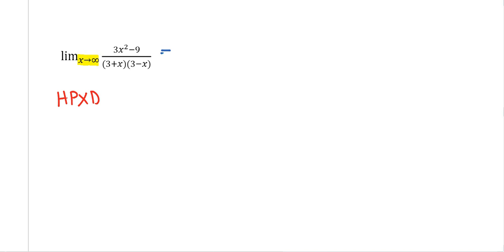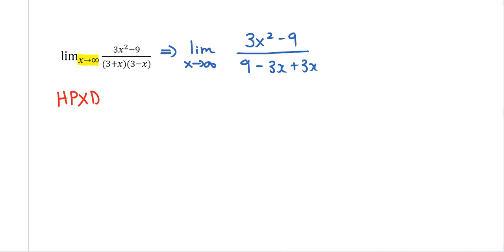And before you can do that, let's just simplify the denominator here. So this is x goes to infinity. The numerator is going to be 3x squared minus 9, divided by 9 minus 3x plus 3x minus x squared. So just FOIL the denominator there. Once you FOIL the denominator, we'll get 9 minus x squared. Then what I recommend is rearranging 9 minus x squared into negative x squared plus 9.